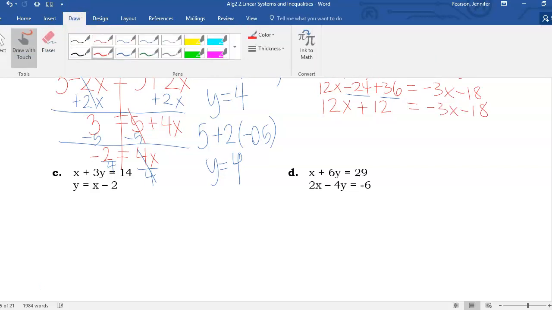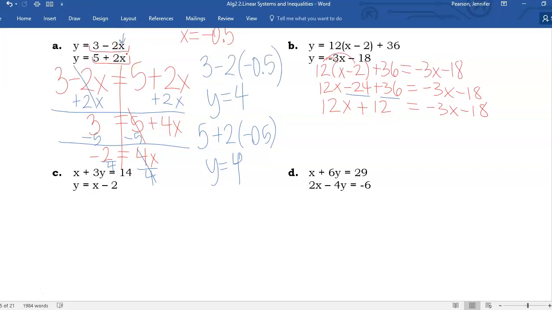Now we are to the same place that we started in example A. I'm going to choose to get rid of the smaller x first. I'm going to do that by adding 3x to each side. If I add 3x, it gets rid of that negative x. So that becomes 15x plus 12 equals negative 18.